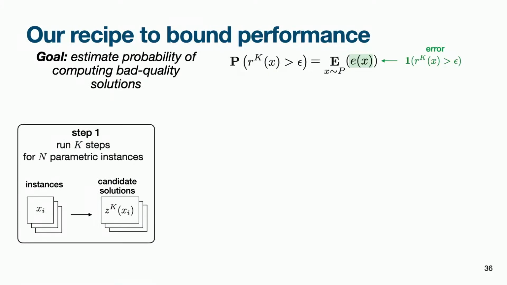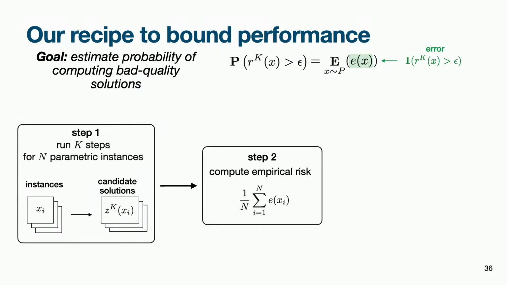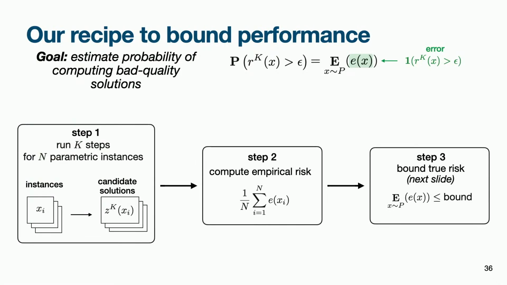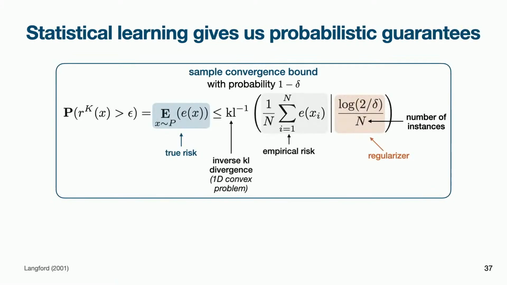So I get every instance, I get the candidate solutions, and then I compute the empirical risk, which is literally the fraction of problems that I fail to solve within k iterations and a tolerance epsilon. And then the next step is to bound the true value of my loss, which is the expectation over the distribution of problems. Okay? There are many, many ways to do it. I'm just going to mention one type of bound that we could use, a sample convergence bound, which is from Langford from 25 years ago.